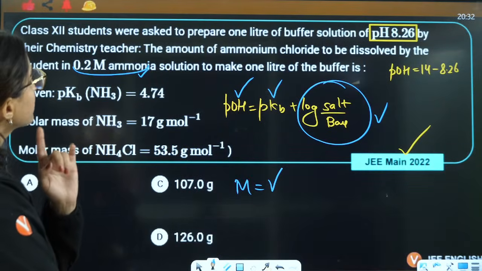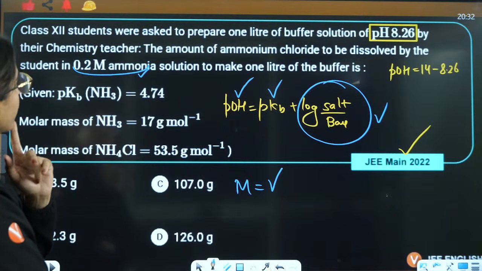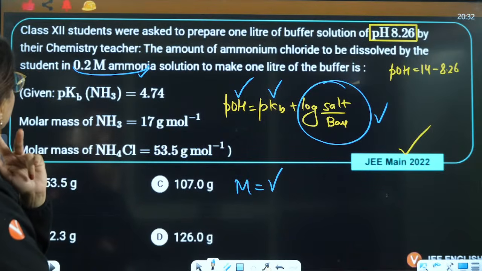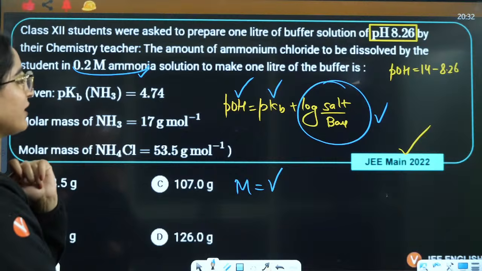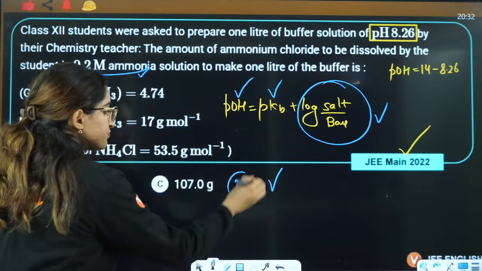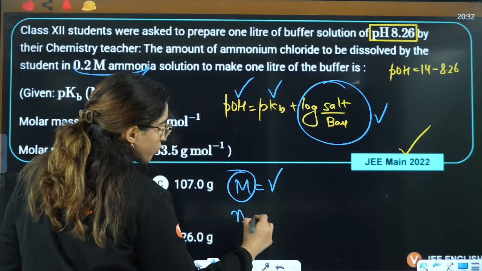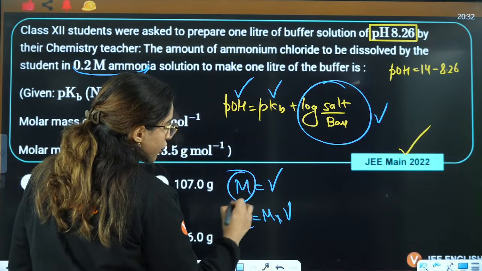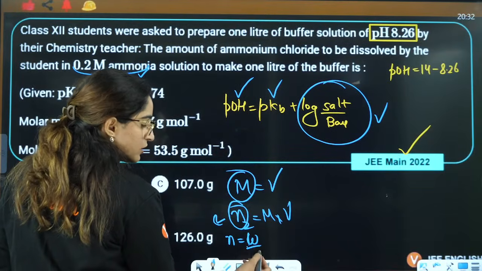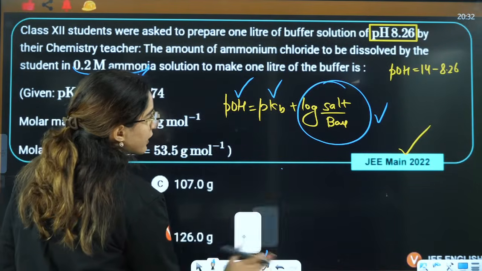The amount of ammonia to be dissolved by a student in this much of it to make 1 liter of buffer. Overall, it is going to be 1 liter of buffer solution. Okay? Molarity of salt, you will know, right? That this is the molarity of salt. From there, you will calculate the number of moles, that is molarity into volume. From there, number of moles equals weight by molar mass. Molar mass you put, you will calculate the value of weight there.